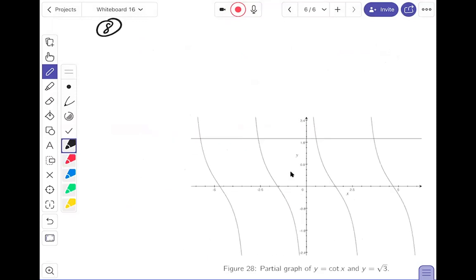And it's the cotangent of x equals the root of 3. Now let me read it to you. It says, use a graph to approximate to 4 decimal places.